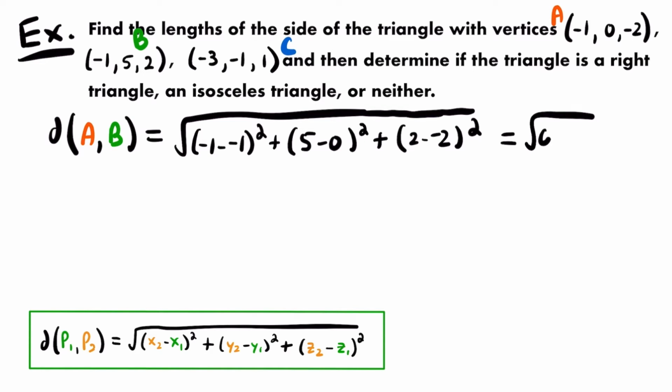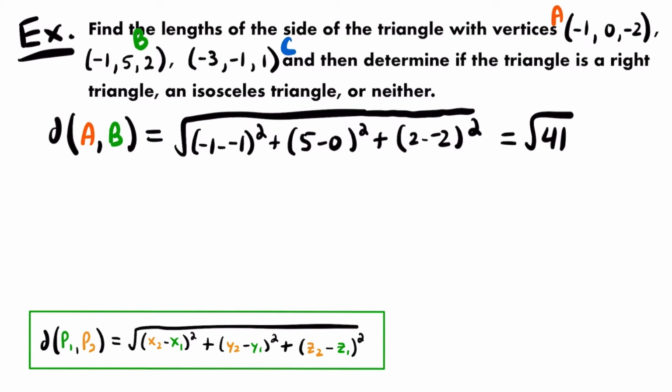So we have the square root of 0 plus 5 minus 0 squared, which is just going to be 5 squared, which we know is 25. So we have 25 plus 2 minus a negative 2, which is the same as 2 plus 2, which is 4. And then 4 squared is 16, so we're adding 16. Now 25 plus 16 is 41, and so this just becomes the square root of 41.